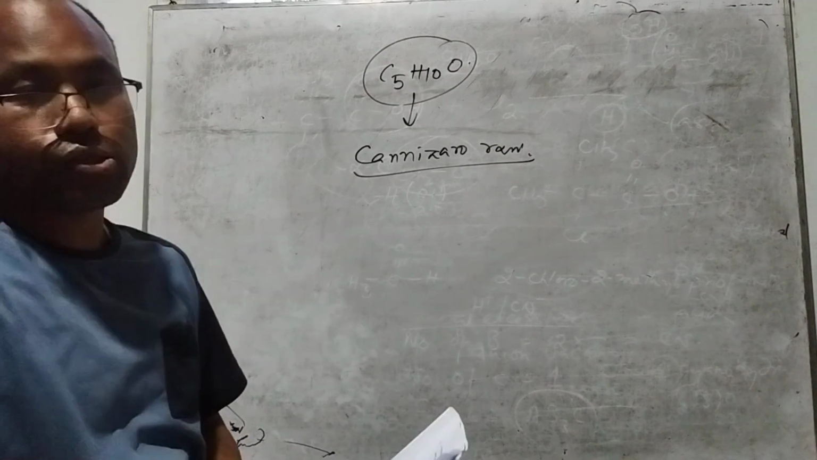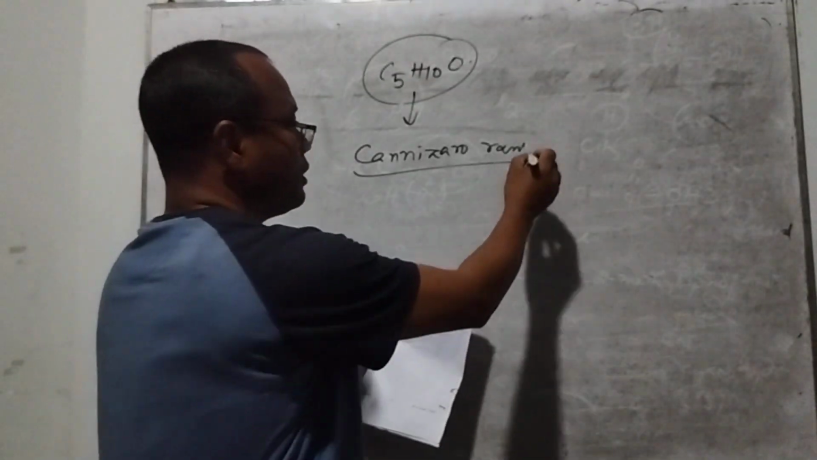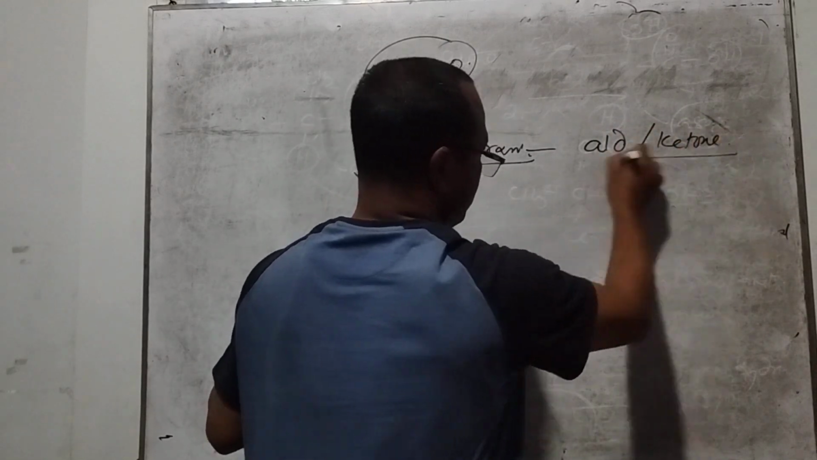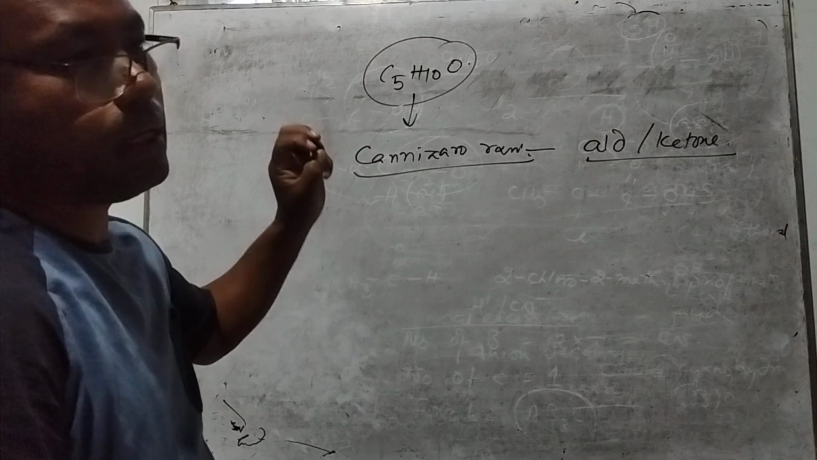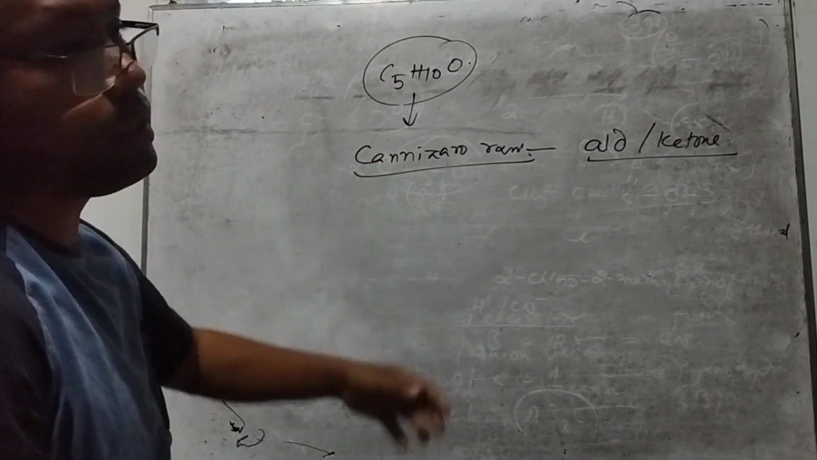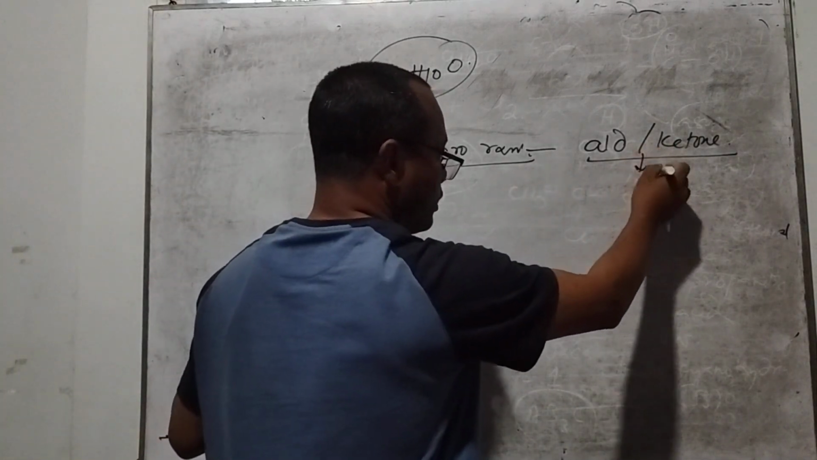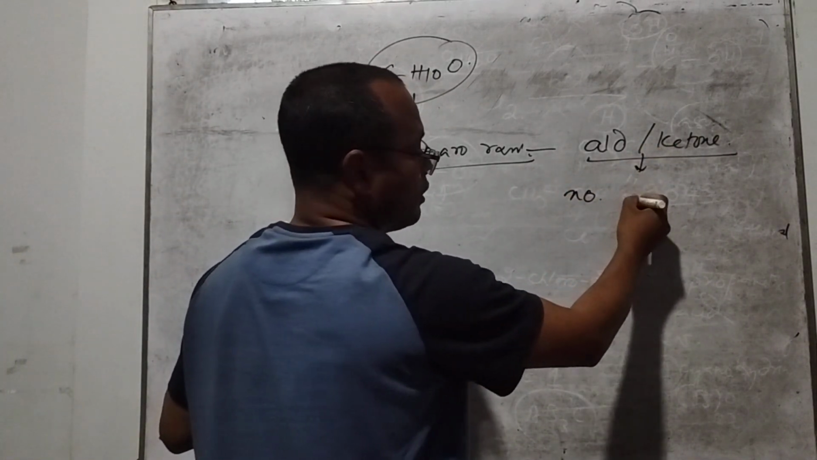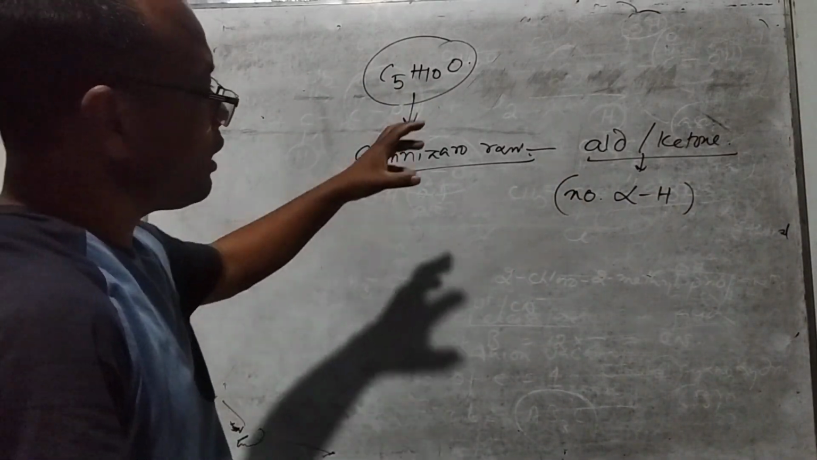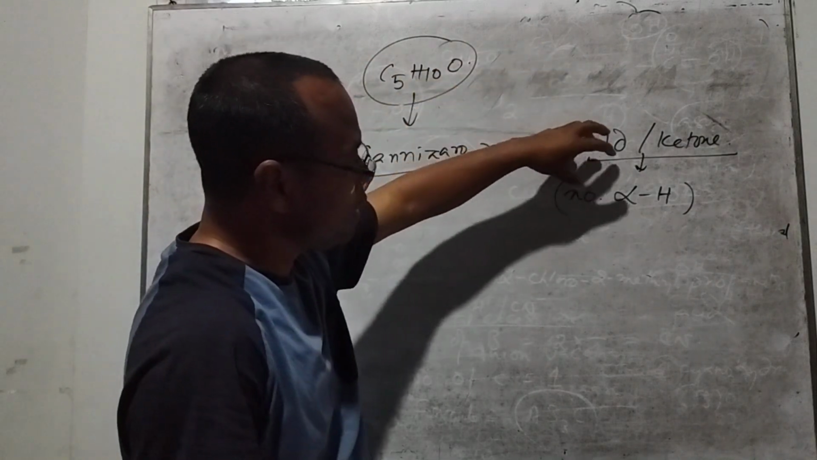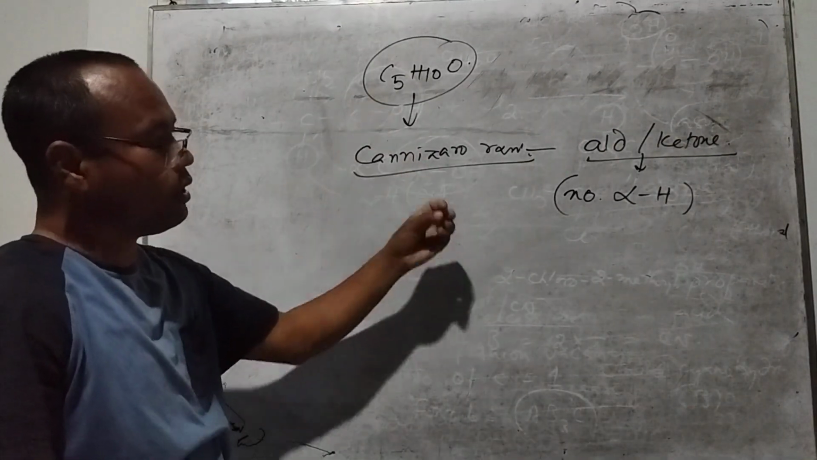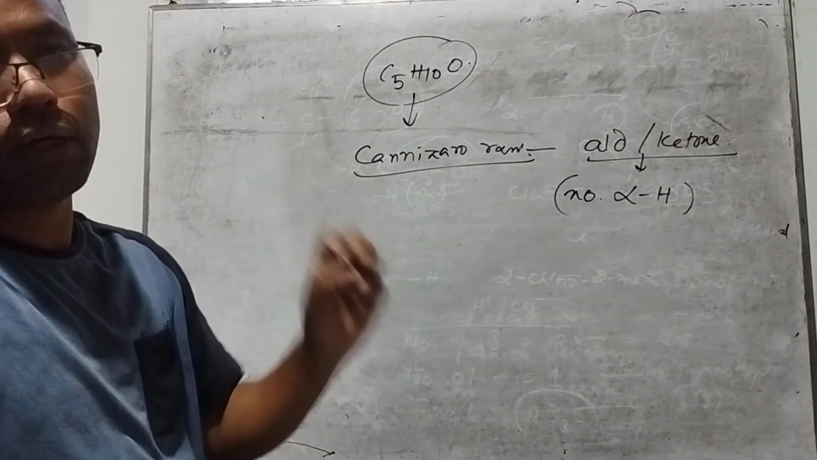So Cannizzaro reaction is related to compounds, okay, what type of compound? Either aldehyde or ketone. Number 1. So what should the aldehyde and ketone be to undergo Cannizzaro reaction? That aldehyde and ketone should not have alpha hydrogen, no alpha hydrogen. Now, let us start to draw in the form of the aldehyde or in the form of the ketone. That aldehyde and ketone should not have the alpha hydrogen.